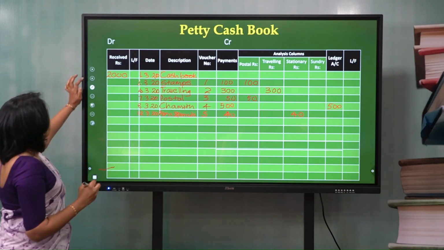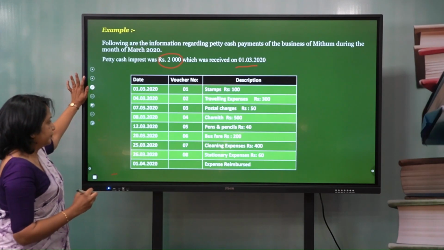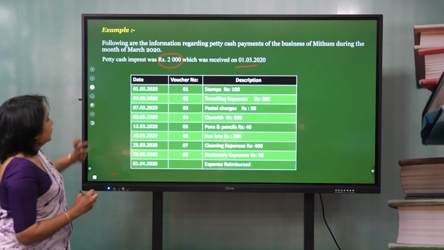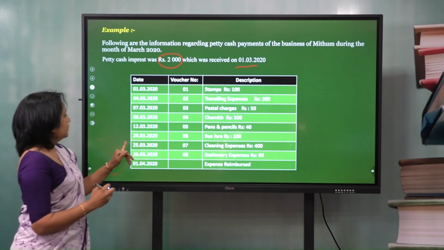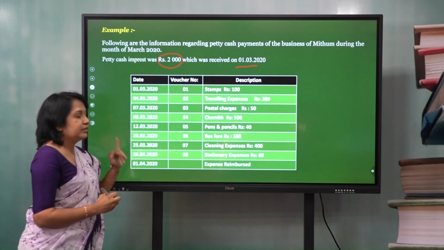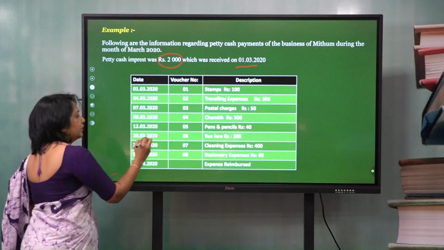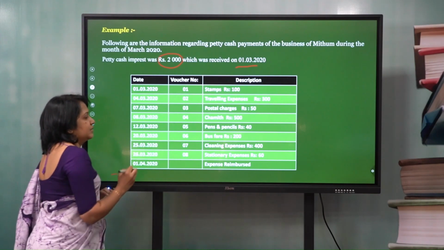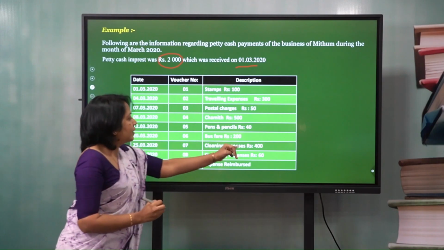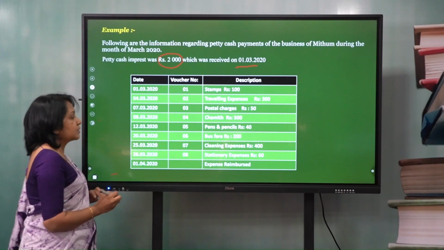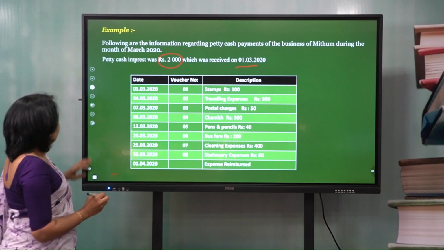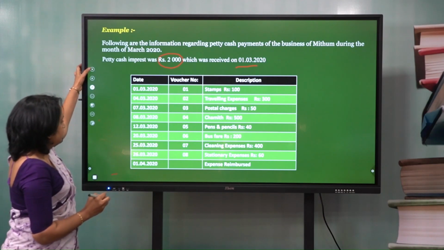We go to the next transaction. That next one happened on 20th March 2020 and the voucher number is number 6 and they have spent 200 rupees for bus fare. So we will record that also.